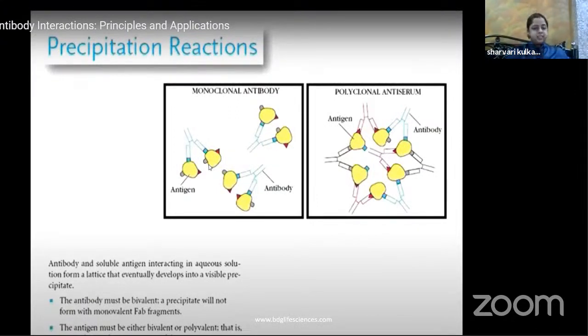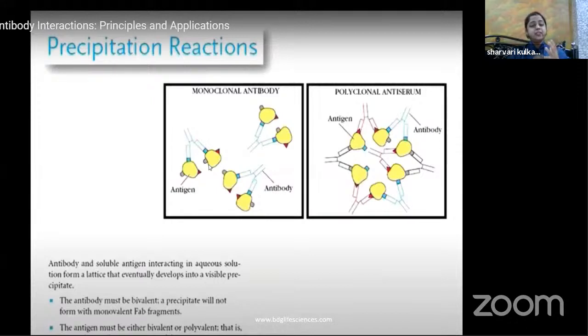So what do we mean by precipitation? We have monoclonal antibody and polyclonal. A precipitation reaction will occur whenever soluble antigen and antibody interact in aqueous solution and form a lattice. This lattice eventually develops into a visible precipitate. When is it possible? It is possible only if the antibody is bivalent. So a monovalent antibody will not form a precipitate, right?